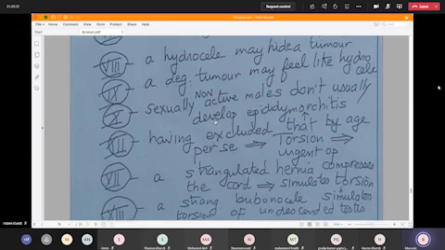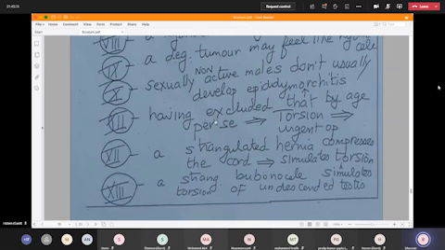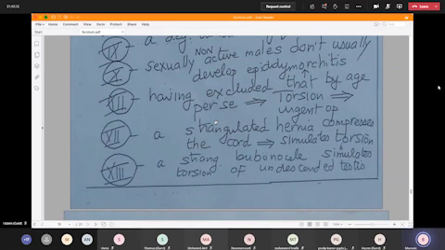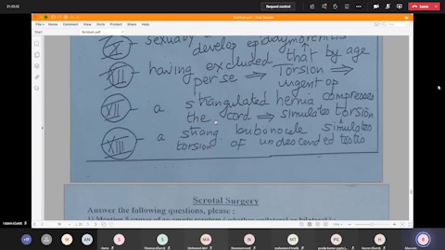Sexually non-active males do not usually develop epididymo-orchitis. Having excluded that by age, torsion is an urgent operation per se. A strangulated hernia compresses the cord, simulating torsion. A strong suspicion of torsion, strong suspicion.